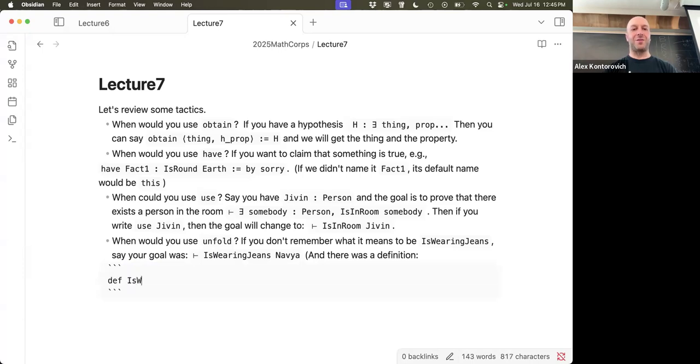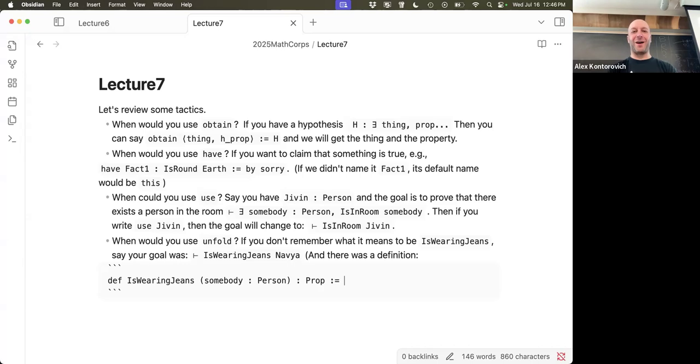The definition of is wearing jeans, of a person, of anybody, somebody of type person, is a true or false statement. And you're wearing jeans if you're wearing long pants, and those long pants are made out of jean material, right? Denim.